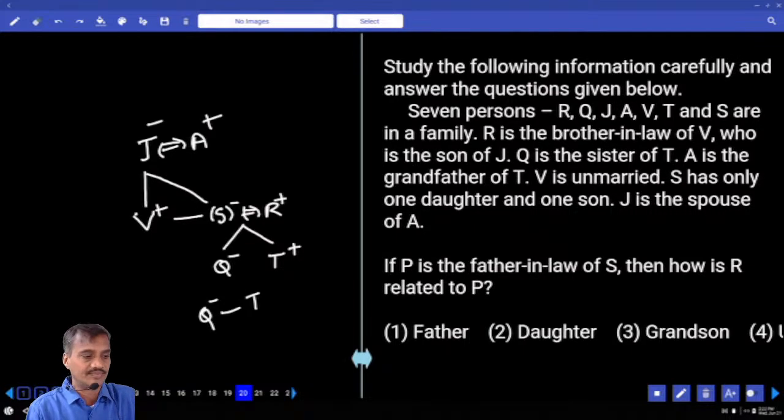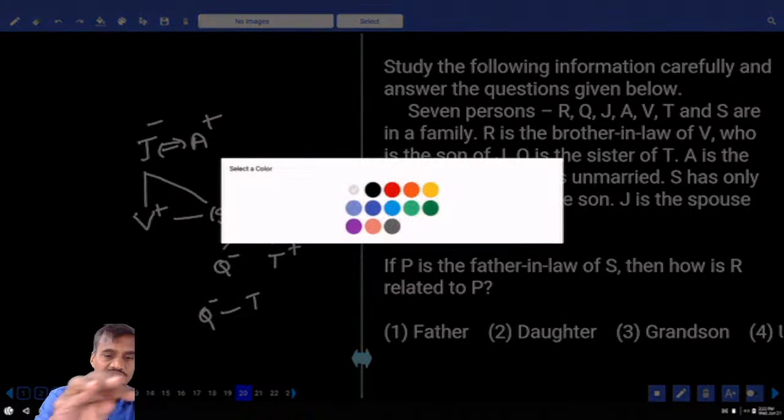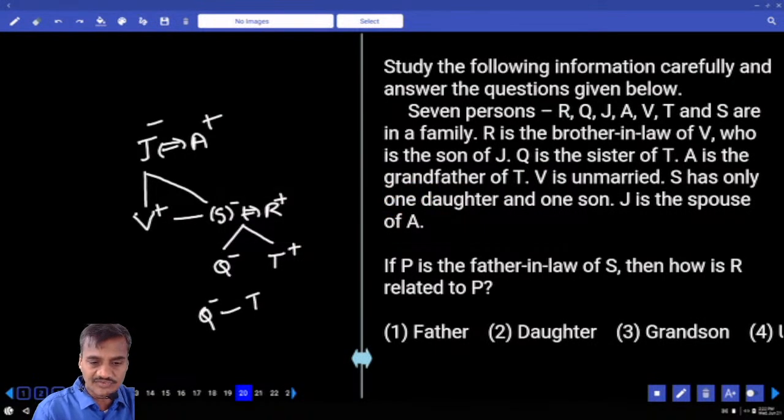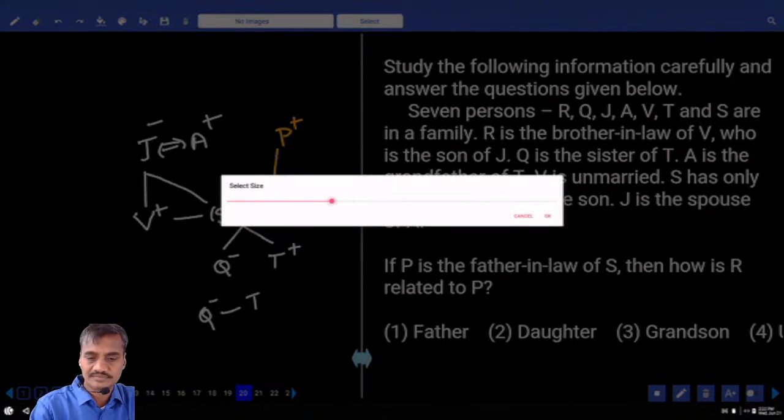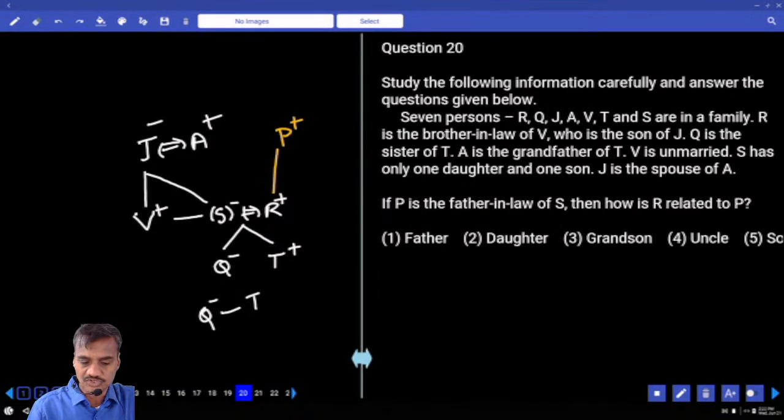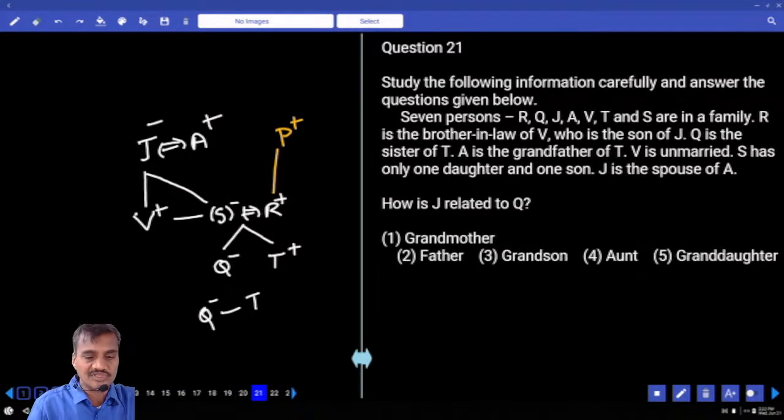Then next one, 20. Now in this 20th, P is the father-in-law of S. Father-in-law of S means S's husband's father. Then how is R related to P? R is the son of P, and son is given in choice 5. Then 21st, how is J related to Q? J is Q's mother's mother. Mother's mother is grandmother. Grandmother, that is choice 1, question number 21.